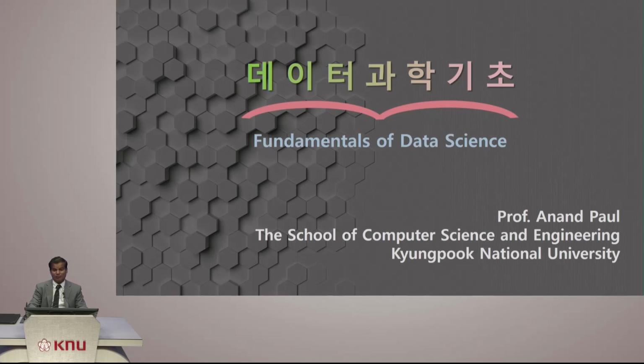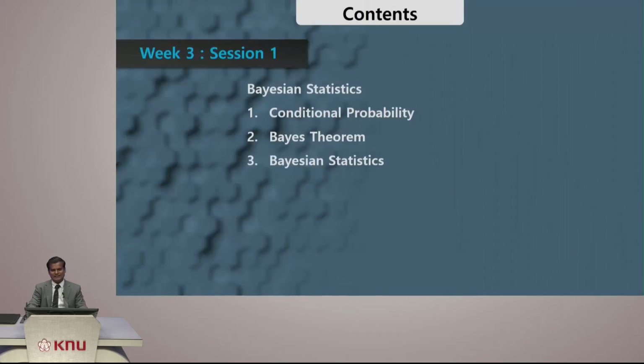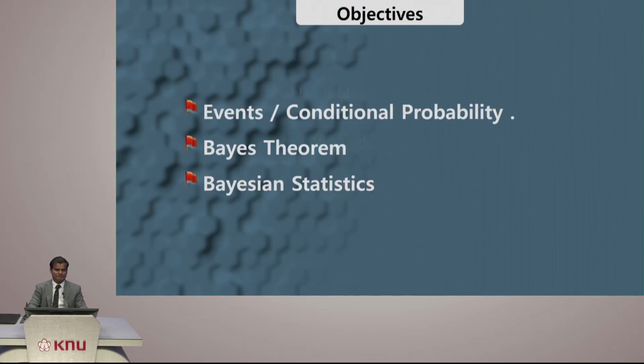So we have been discussing the basics of statistics, and we also discussed some points on probability. Today we are going to extend that topic into Bayesian statistics. Before we go on to Bayesian statistics, we will consider what a conditional probability is and the Bayes theorem, which is the very basis for Bayesian statistics. So that is going to be the content for today's lecture.